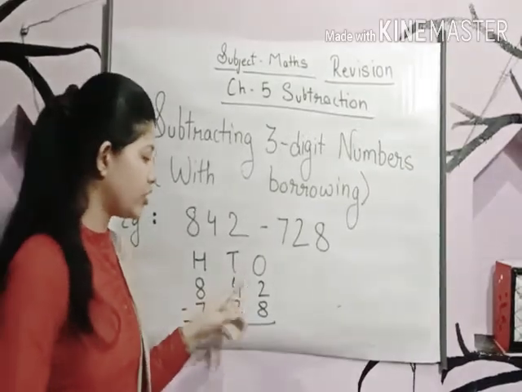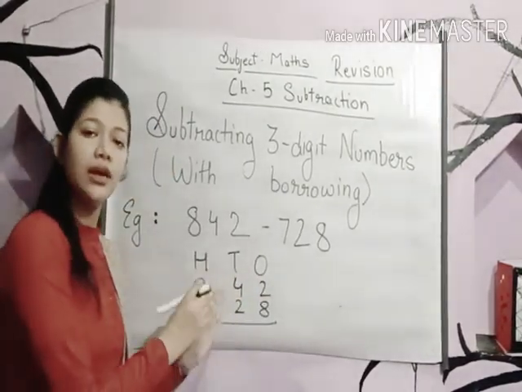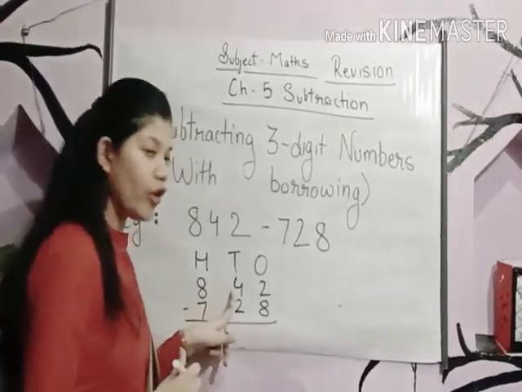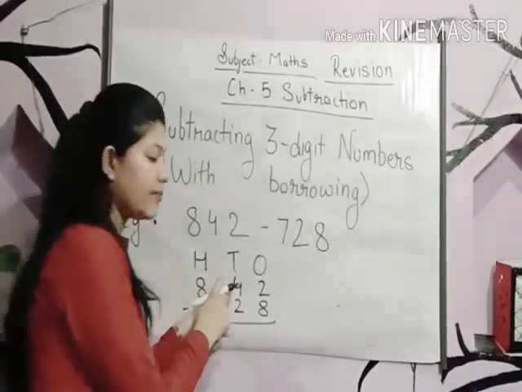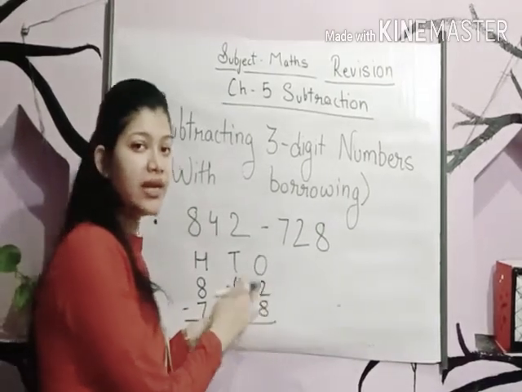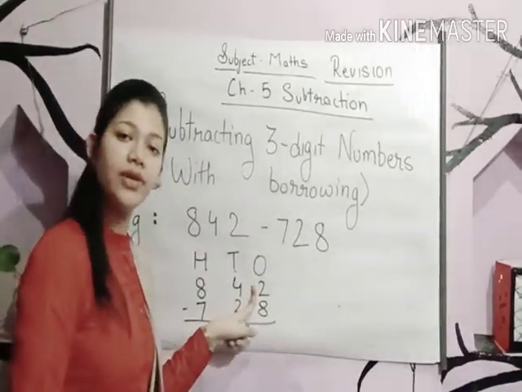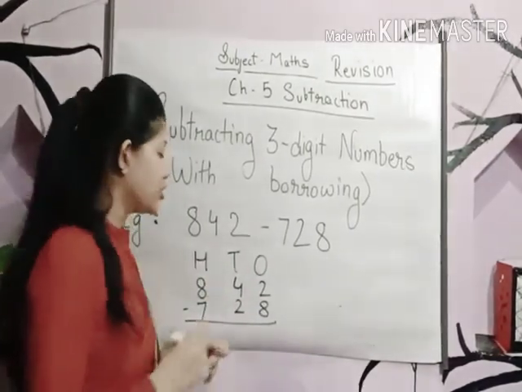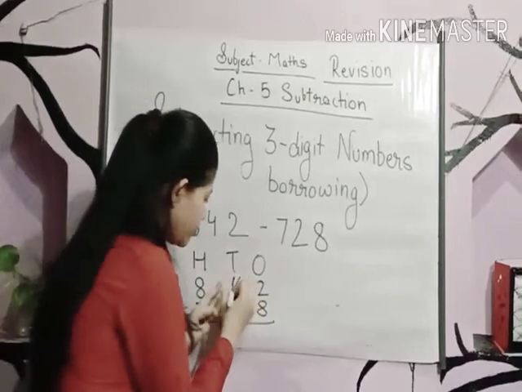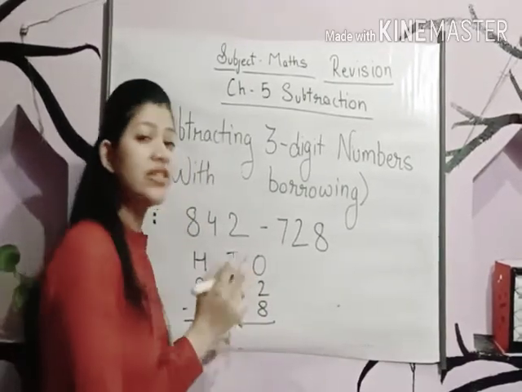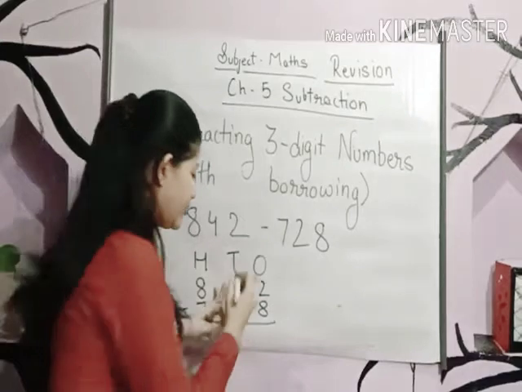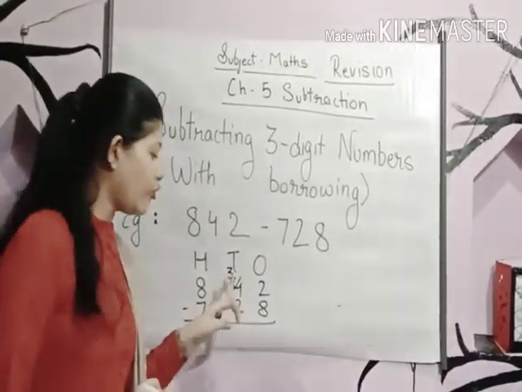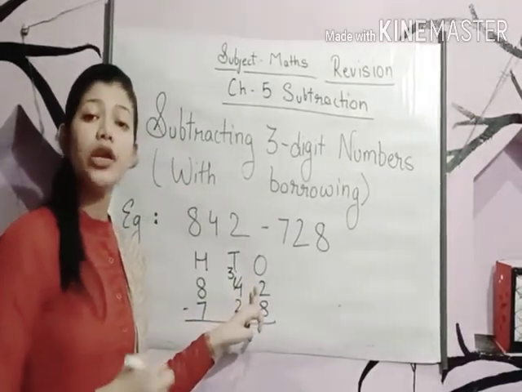Okay. So what will we do? We will take a borrow from the number 4. How will we take the borrow? Now students, if this number 4 gives a number to 2, then it will become 12. Now 8 can be easily subtracted from 12. So let's see how. If we cut 4 and subtract 1 from 4, then it will become 3. So we will write 3 under the column of tens. Now 1 we will give to 2.